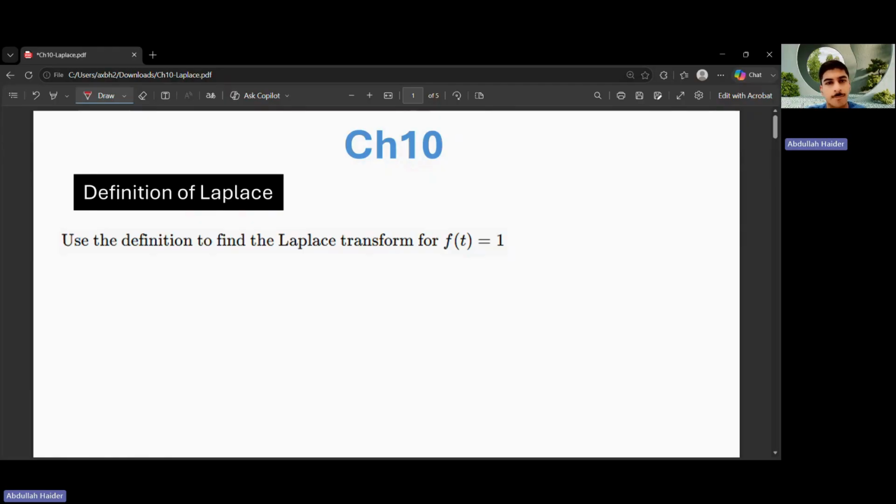Today I will be explaining chapter 10 of the course Differential Equations and Linear Algebra. This is the last chapter of the course, and some people consider it to be the hardest chapter, but inshallah I'll try my best to make this the easiest chapter so that you can get full marks in the final inshallah.